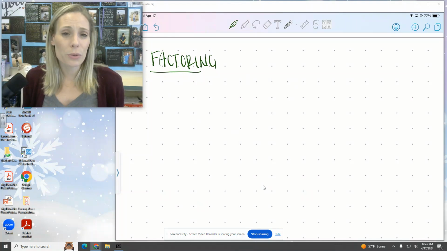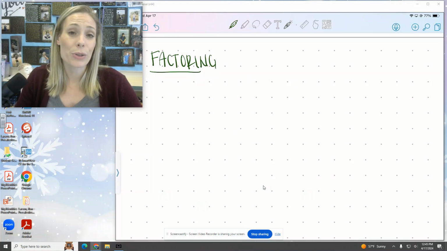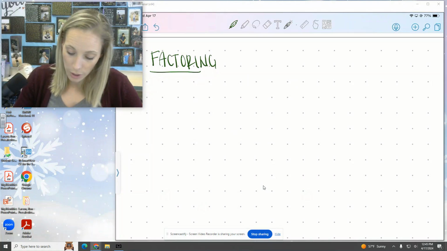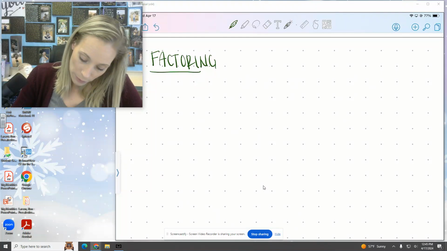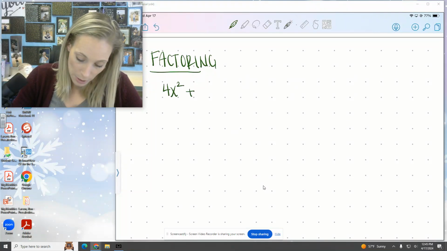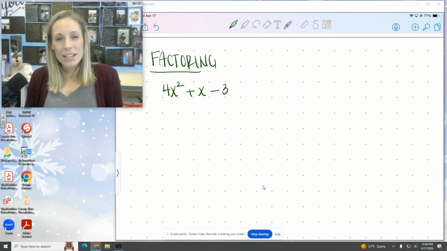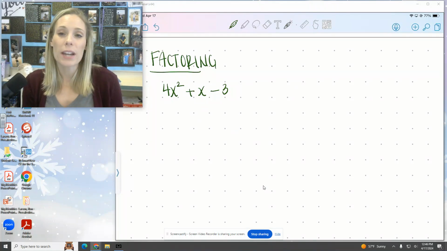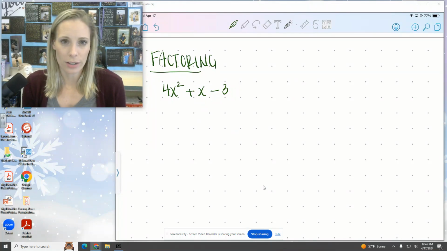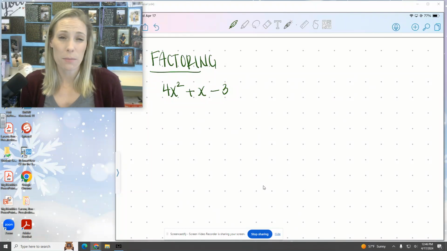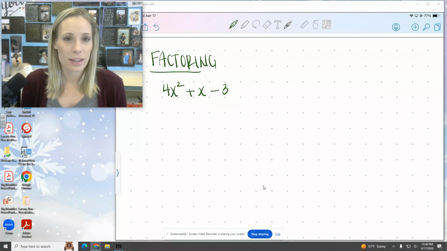So what do we do when we're trying to factor something that has 3 terms? So for example, what if I gave you 4x squared plus x minus 3? If I asked you to factor this, I hope that everyone first looks for a greatest common factor. But when we look at this, our greatest common factor is 1, so that doesn't help us.